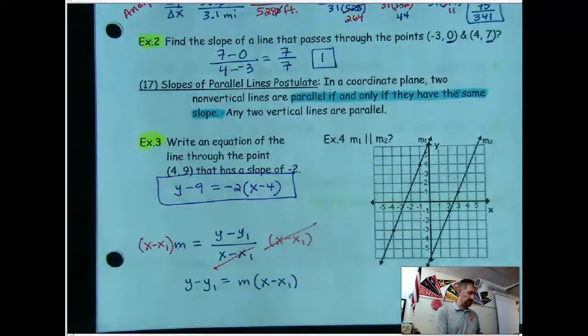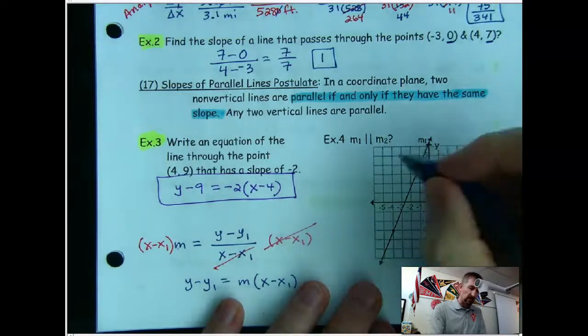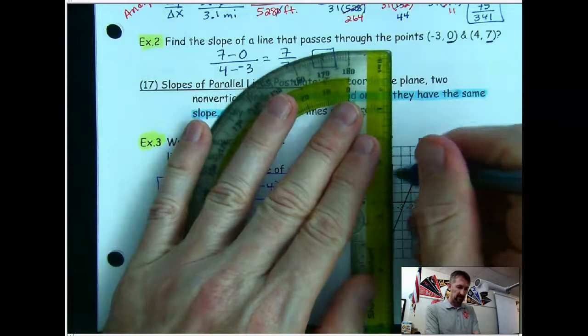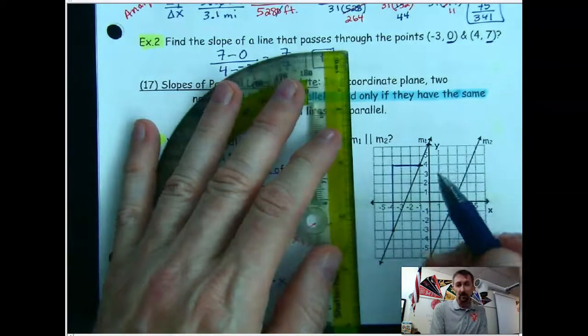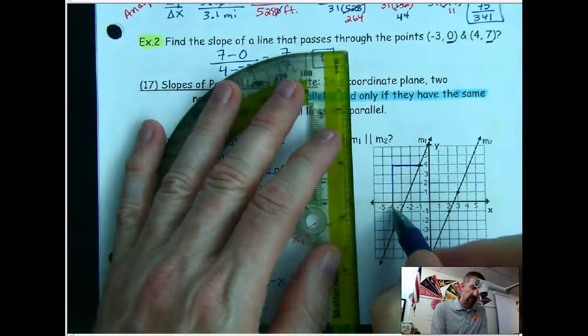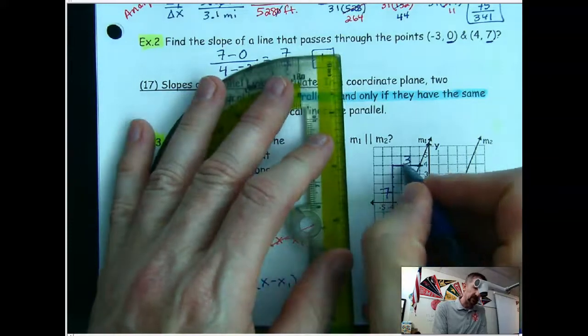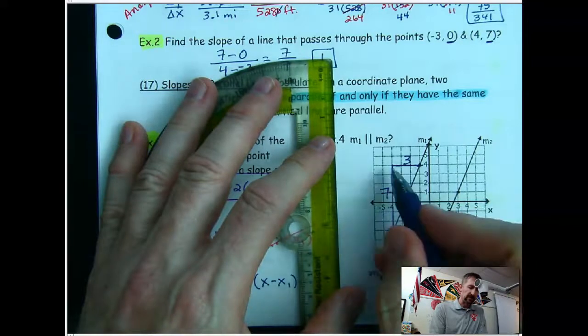Okay, so here we're asked, are these two lines parallel? So if they are parallel, that means they'll have the same slope. So what we can do is calculate the rise over the run. So if we look here, the change in y over the change in x. 1, 2, 3, 4, 5, 6, 7. So the change in y is 7. The change in x is 3. So the slope of this line, let's call it m1, is going to be 7/3.